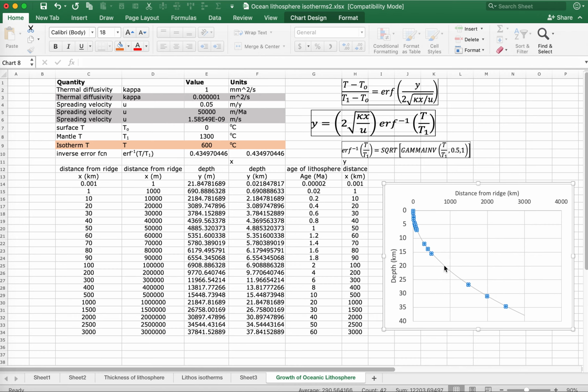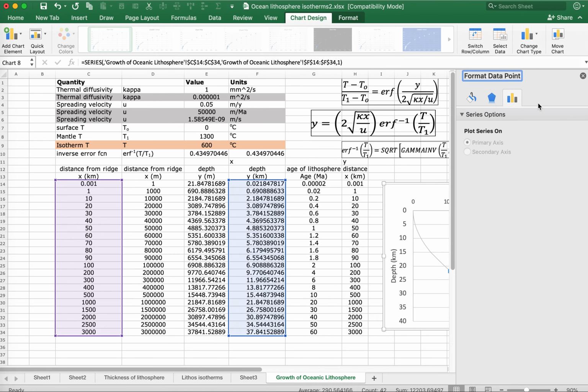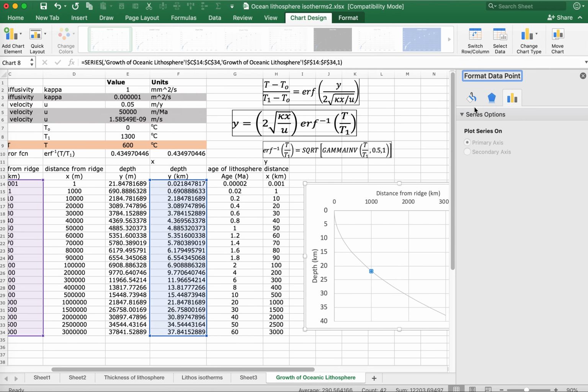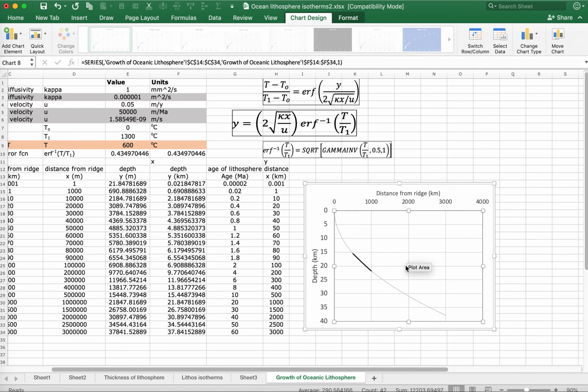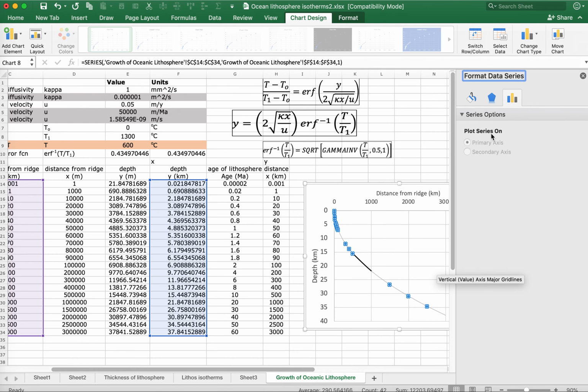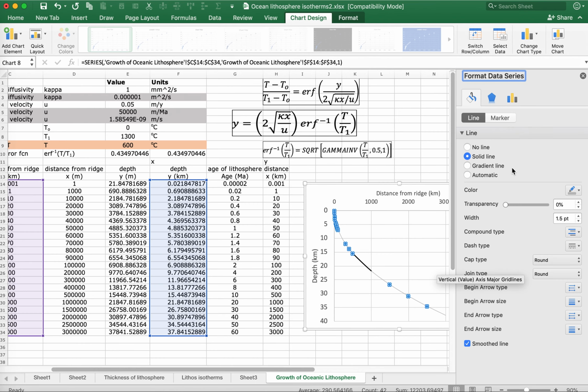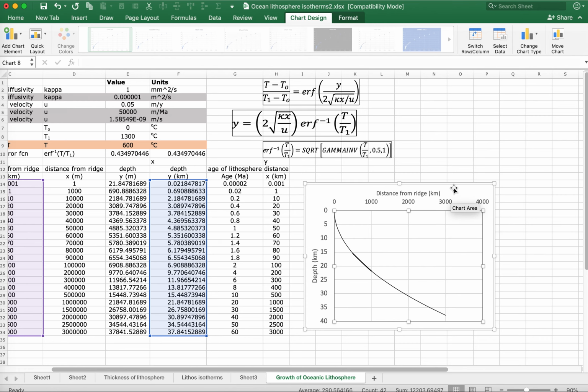And the depth of what? Well, in this case, it's the 600-degree isotherm. Let's give it a sharper line, at least a darker line so we can see it a little bit better. Oh, it just wants to color in one segment because we were too careful about how we double-clicked on the line. Well, close enough, not perfect.